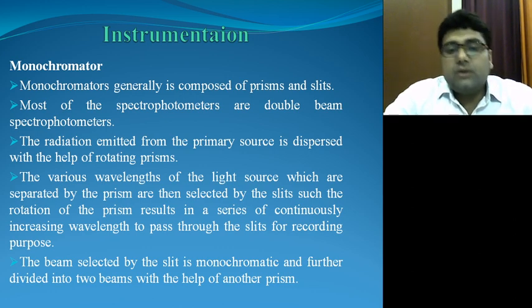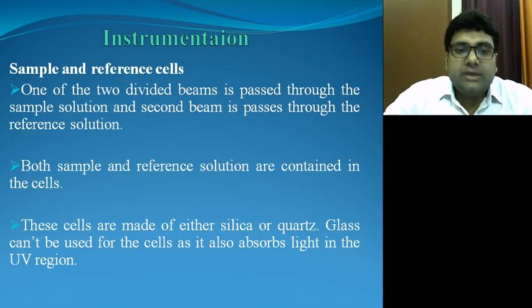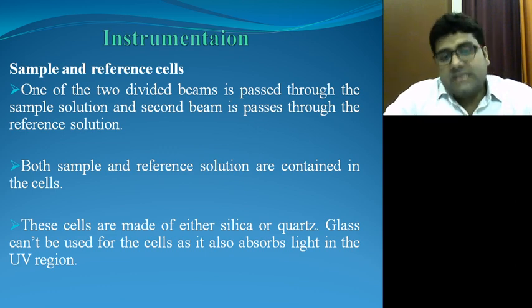The radiation emitted from the primary source is dispersed with the help of a rotating prism. The various wavelengths of the light source, which are separated by the prism, are then selected by the slits, such that the rotation of the prism results in a series of continuously increasing wavelengths passing through the slit for recording purposes. The beam selected by the slit is monochromatic and is further divided into two beams with the help of another cell. The next component is the sample and reference cell holder. One of the two divided beams is passed through the sample solution and the second beam passes through the reference solution. Both sample and reference solutions are contained in cells.